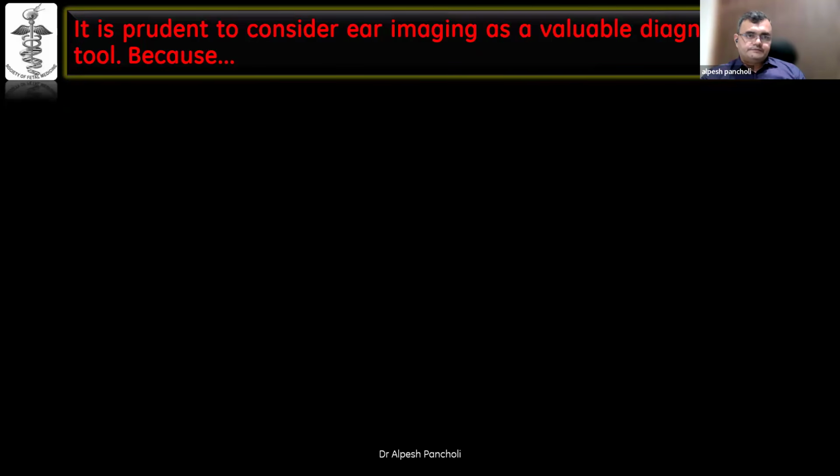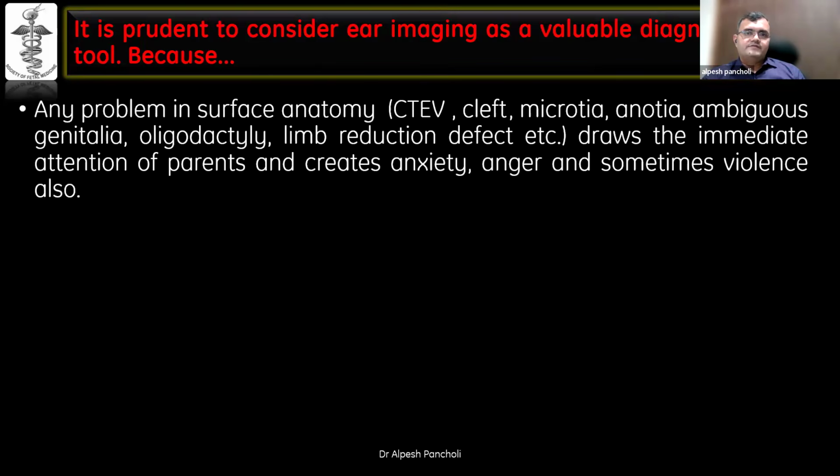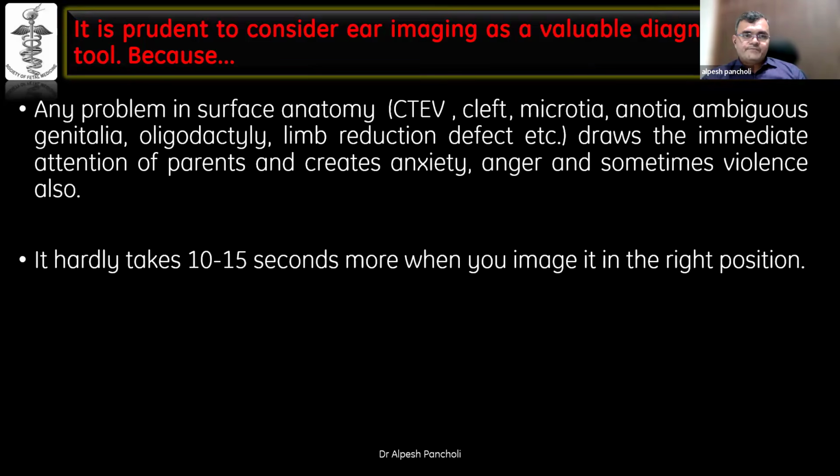So it is prudent to look at the ears as a diagnostic tool, because any problem in surface anatomy like clubfoot, cleft, microtia, anotia, ambiguous genitalia, or limb reduction defect draws immediate attention of the parents and relatives, and creates anxiety, anger, and sometimes violence also. Nowadays, violence is very common.